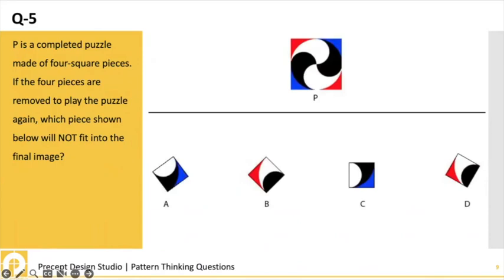The final puzzle. P is a completed puzzle made out of 4 square pieces. If the 4 pieces are removed to play the puzzle again, which piece shown below will not fit into the final image? Which of these pieces will not fit into the final image is what is given to us. We are also given that this is made up of 4 square pieces.